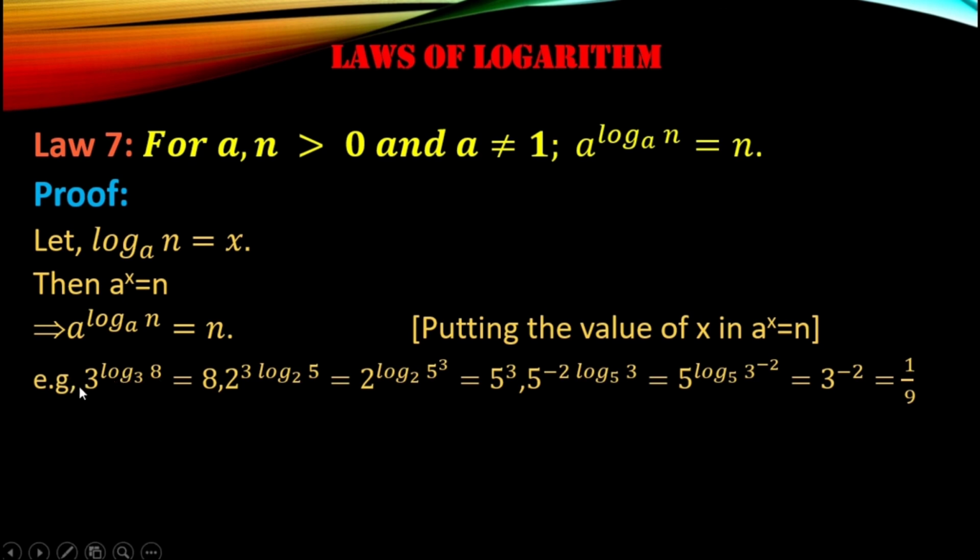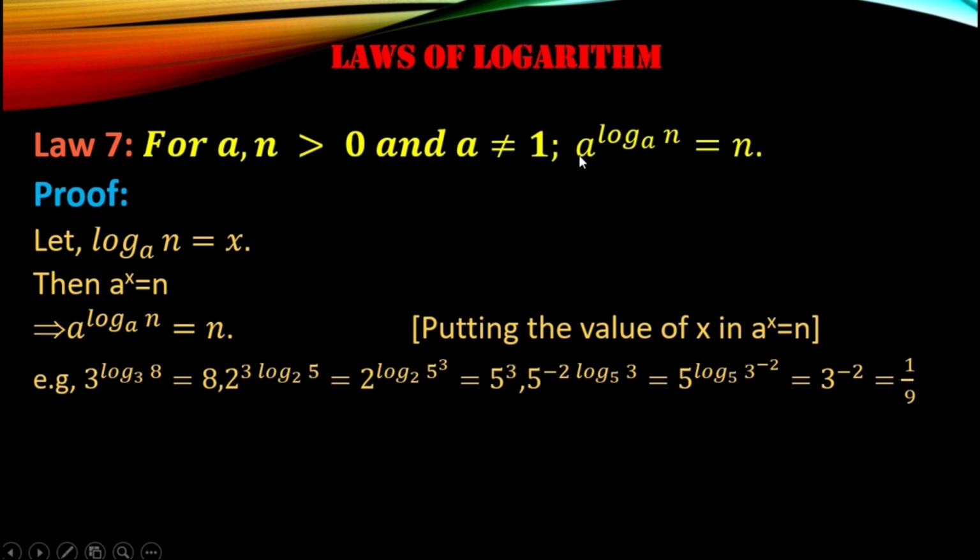We have just given these examples for you to understand better. Suppose there is an equation, 3 to the power log of 8 to the base of 3, this is 8. 2 to the power 3 log 5 to the base of 2, this is nothing but 2 to the power log 125 to the base 2, which is 5 cube again. So these are some of the examples for you to understand this law better.